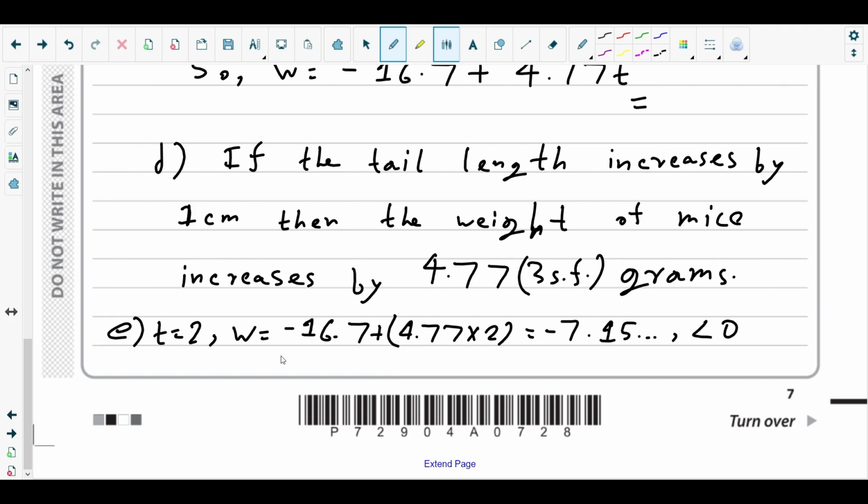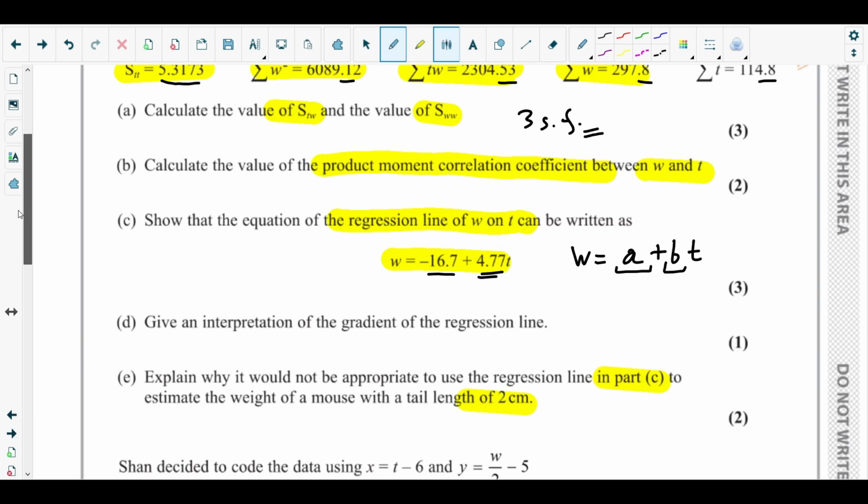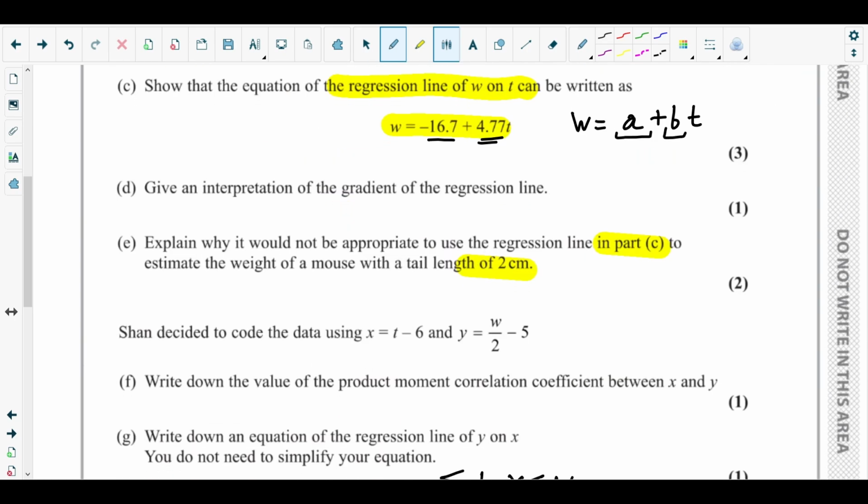Hence weight can't be negative, isn't it? Can weight be negative? Never. Weight cannot be negative. So since weight cannot be negative, therefore the estimation would not be appropriate in this case. That's what they have asked for in part E.